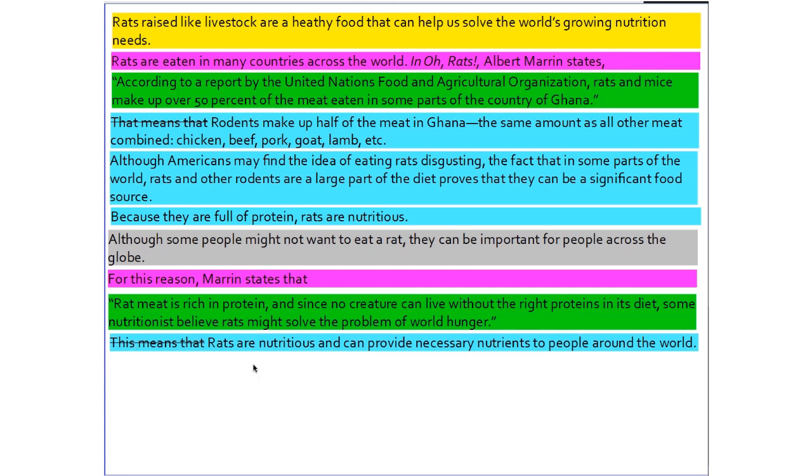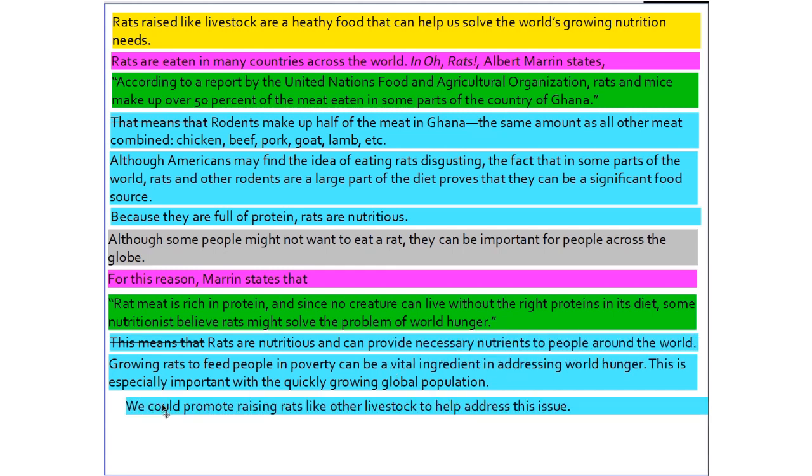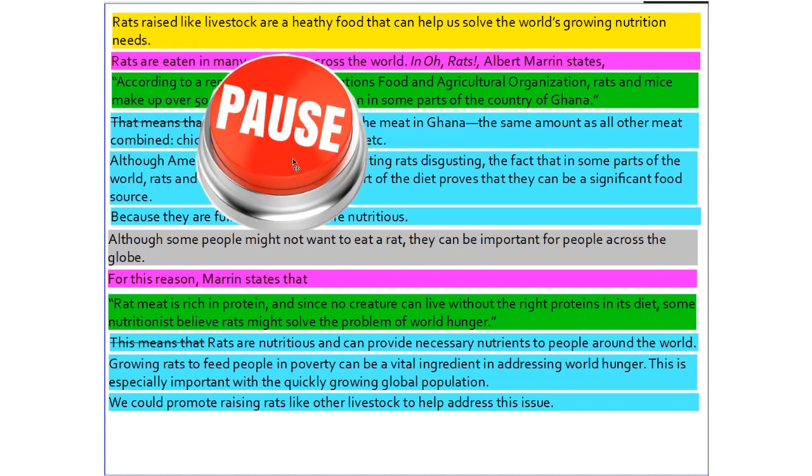This means that, again, I cross it off, rats are nutritious and can provide necessary nutrients to people around the world. Growing rats to feed people in poverty can be a vital ingredient in addressing world hunger. This is especially important with the quickly growing global population. We could promote raising rats like other livestock to help address this issue. I want you to pause and make sure that you do all three of these steps. You rewrite, you reason, and you refocus.